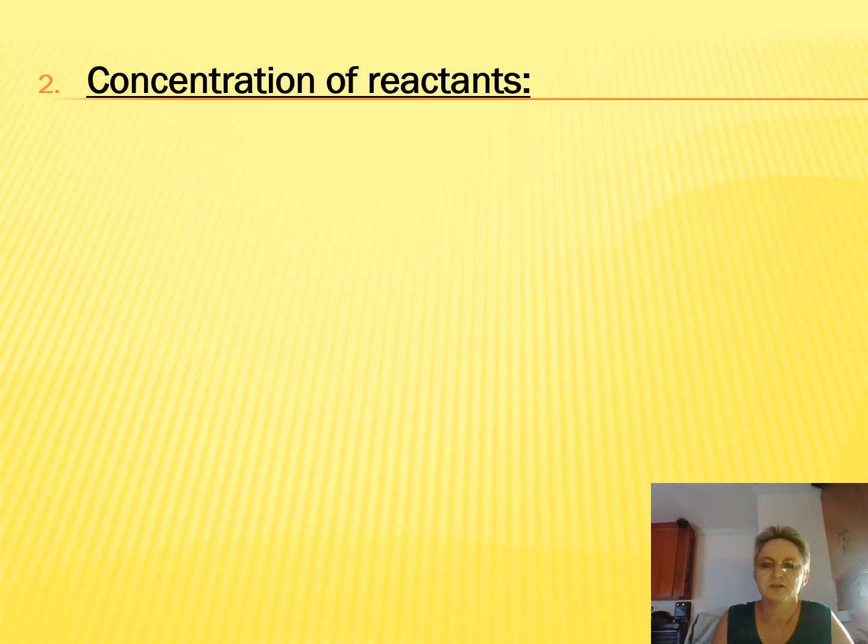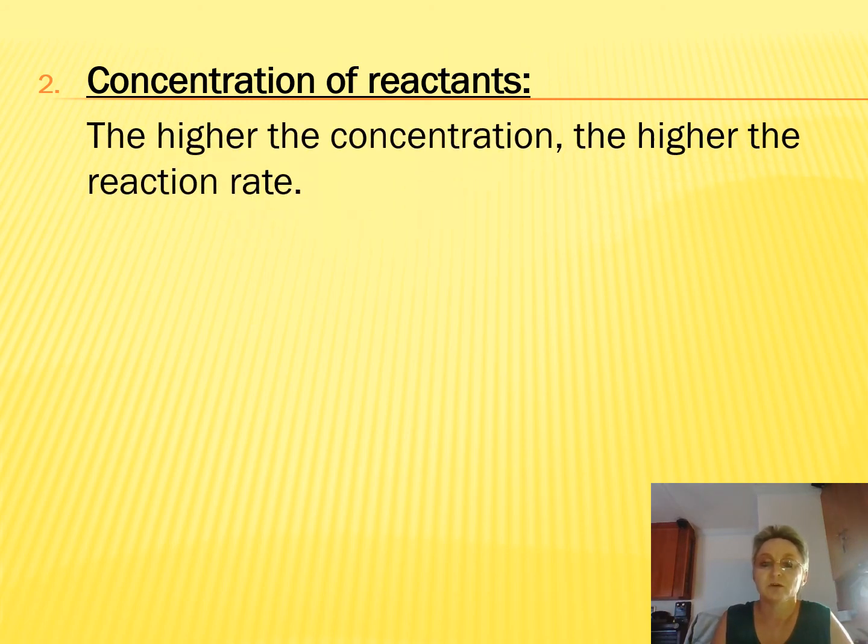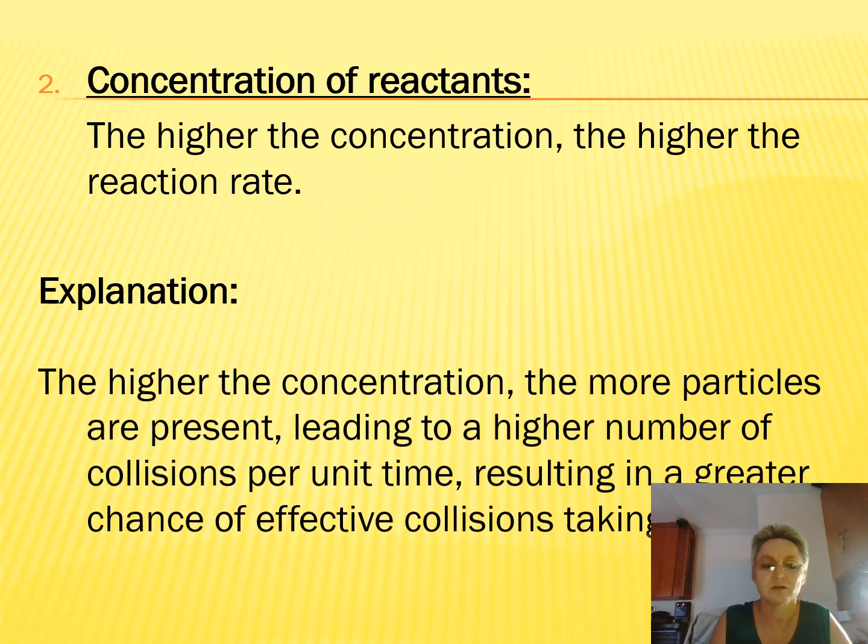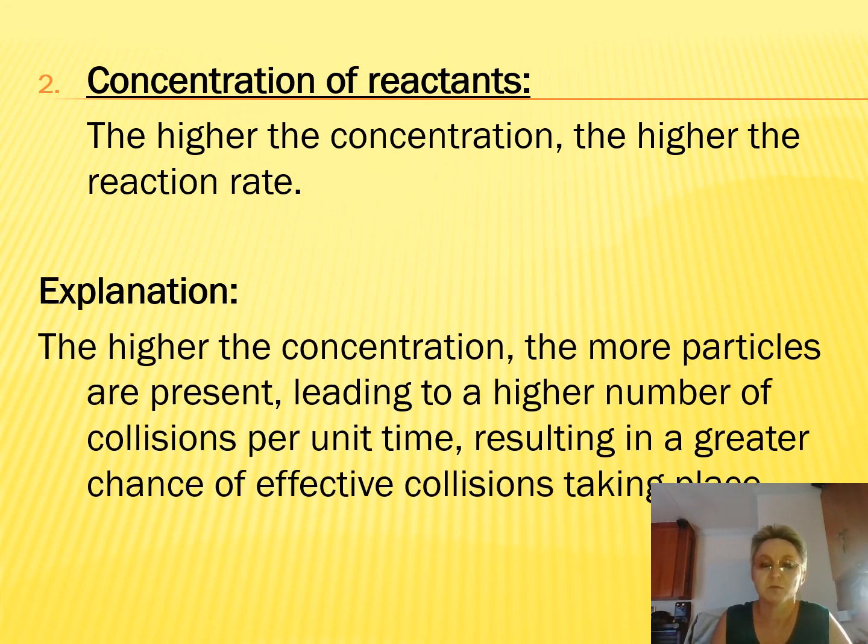Secondly, the concentration of the reactants affects the rate of the reaction. Now, the higher the concentration of the reactant, the more particles of the substance will be present in the reaction chamber, so the reaction will occur at a higher rate. So the explanation using the collision theory is the higher the concentration, the more particles are present, leading to a higher number of collisions per unit time, resulting in a greater chance of effective collisions taking place.